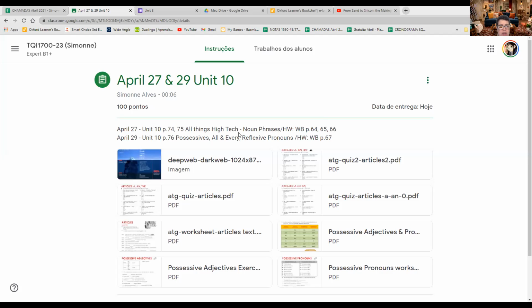Let's take a look here, Bruninha. This week, we planned to start Unit 10 and do pages 74 and 75 today, and on Thursday, page 76, all right? So we are almost finishing the book, so we just have a few more lessons to go. So today we are going to talk about technology. I love this topic.